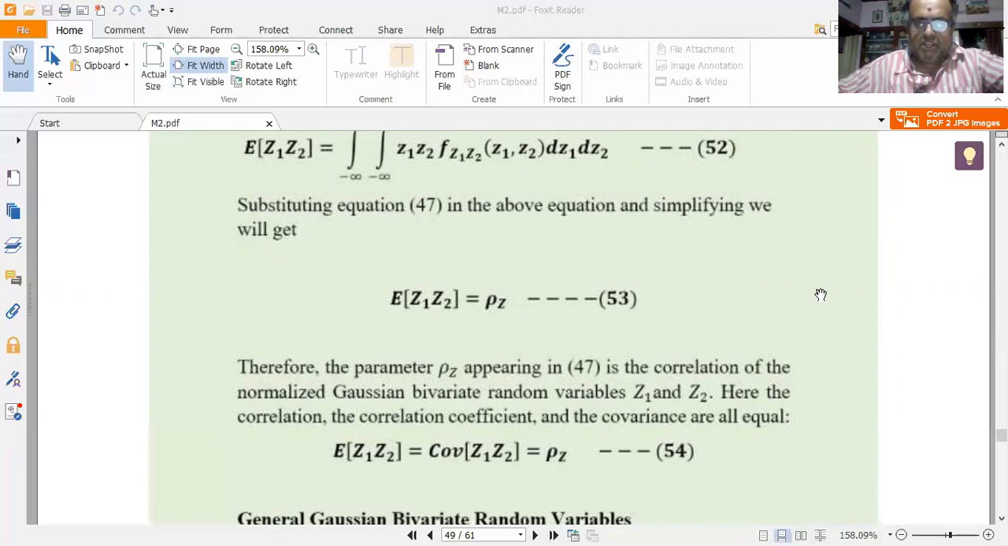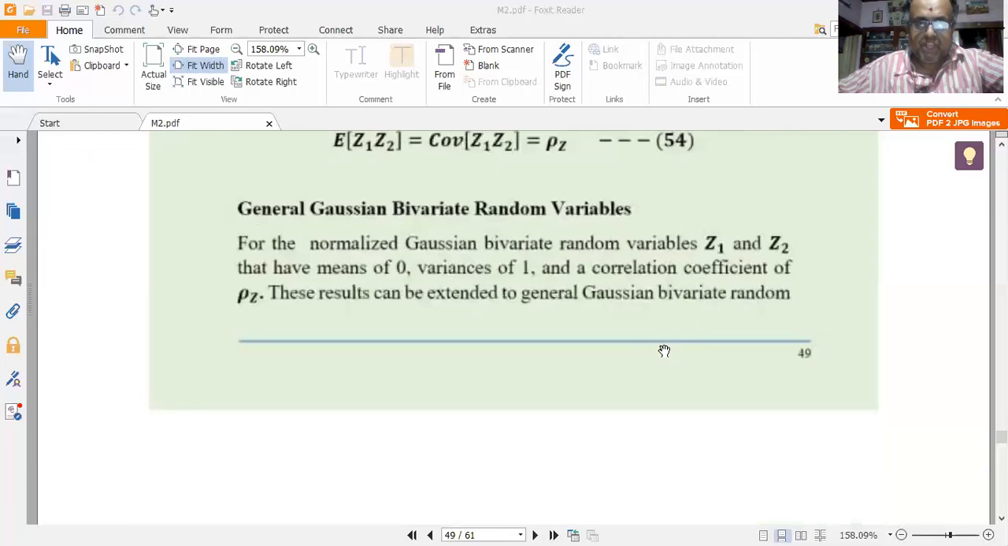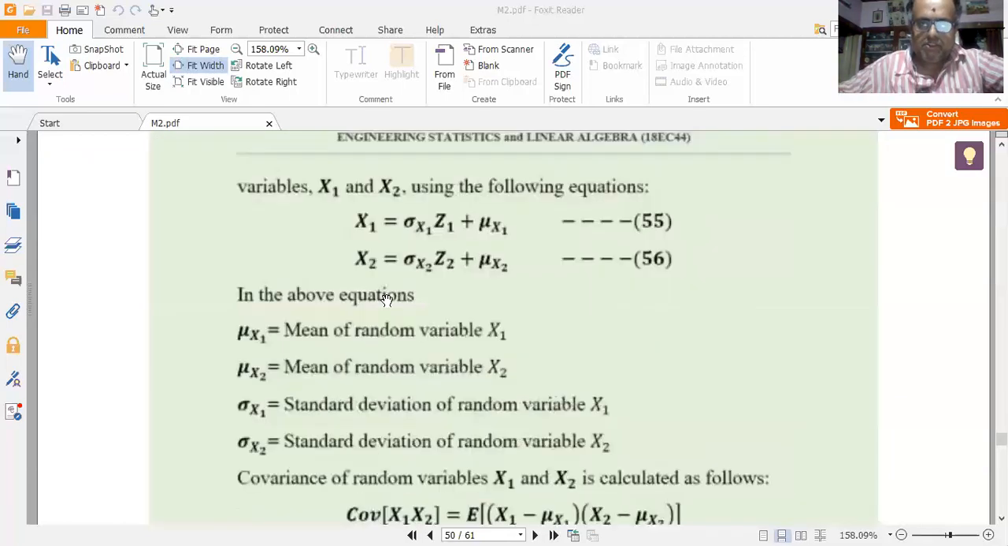Apart from that, the speciality here is that the correlation coefficient and the covariance are all equal. The covariance, the correlation coefficient and the correlation are all equal. That is, E of Z1 Z2 is equal to covariance of Z1 Z2 is equal to rho z. Call it equation 54, which is a very important result. Then talking about the general Gaussian bivariate random variables.